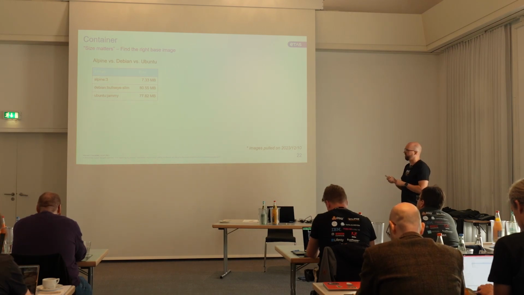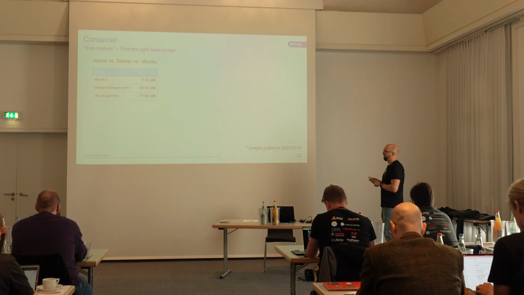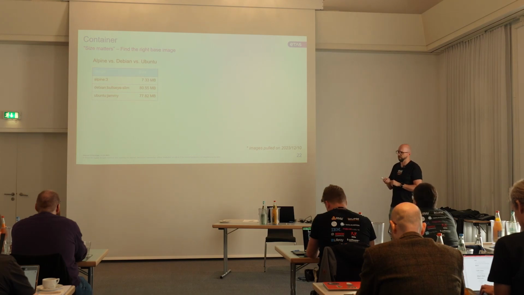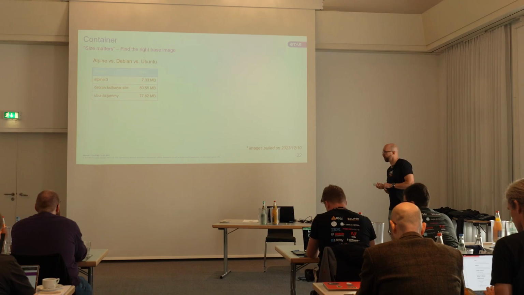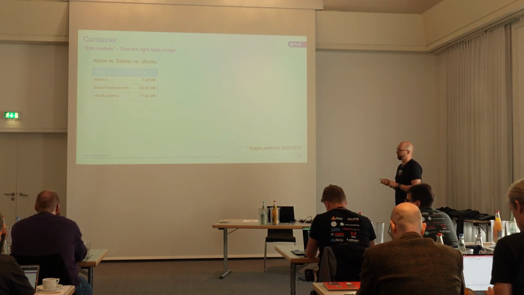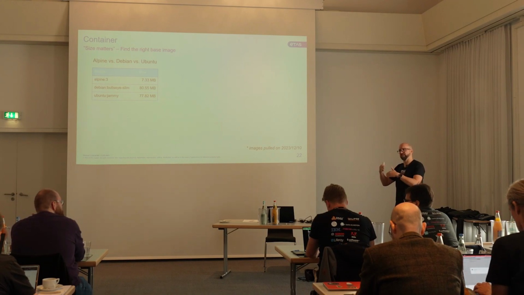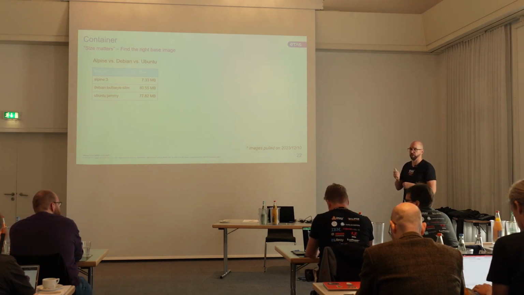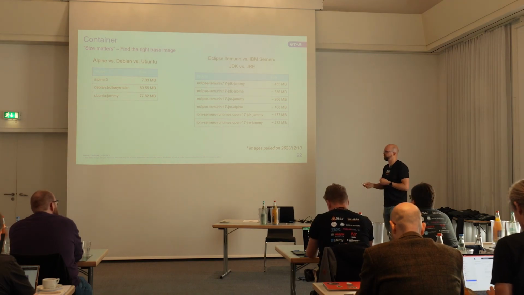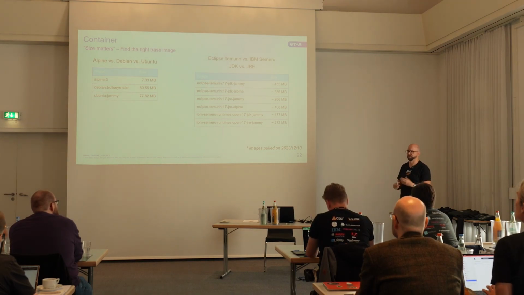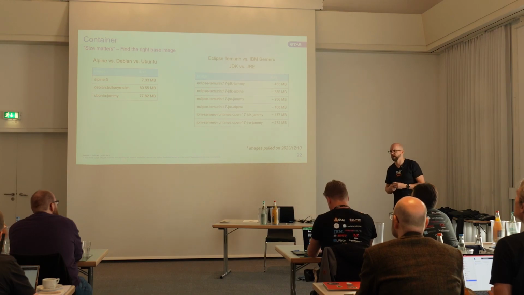And you can already see the Alpine is, of course, most interesting with 7 megabytes as a base image. Debian, even the Bullseye Slim or Minimal, has more than 80 megabytes as a base image. Ubuntu almost 80 megabytes. If we now add the Java runtime to it, or the JDK, you can see that the size drastically increases because the Java runtime itself takes a lot.